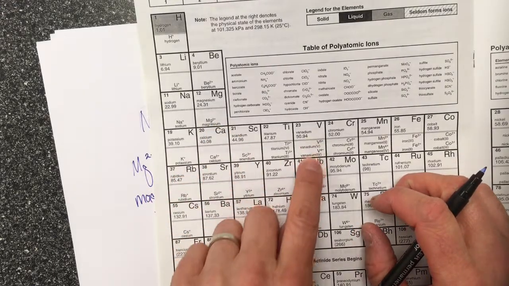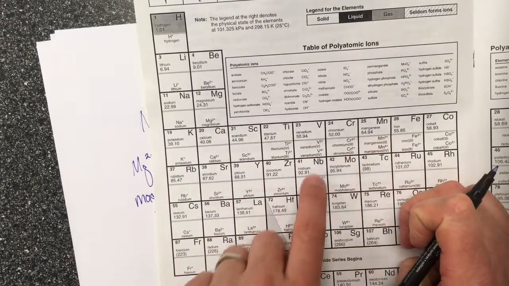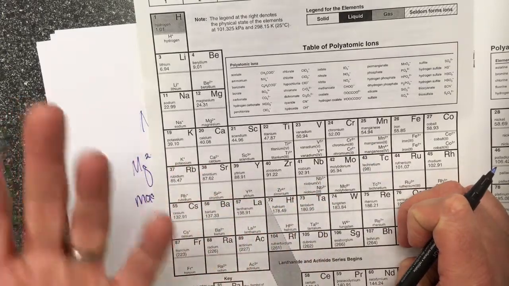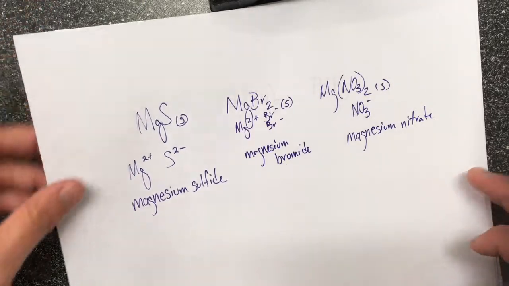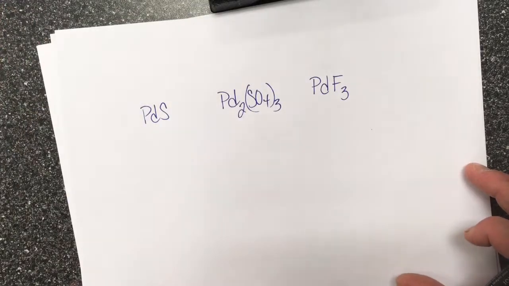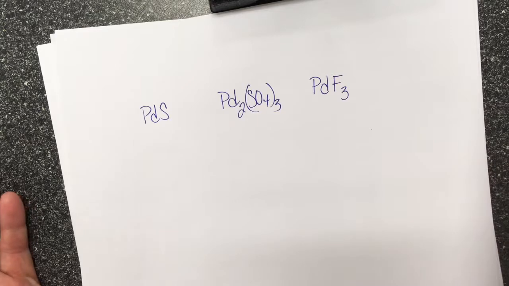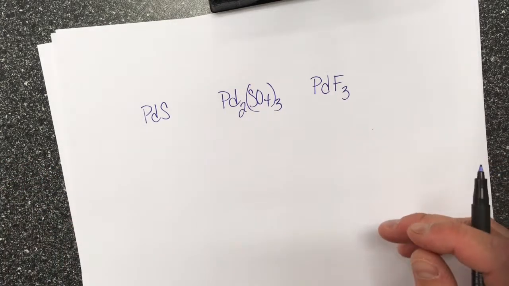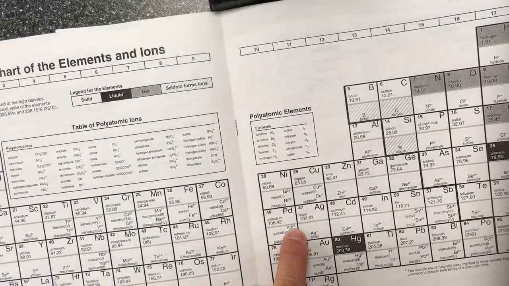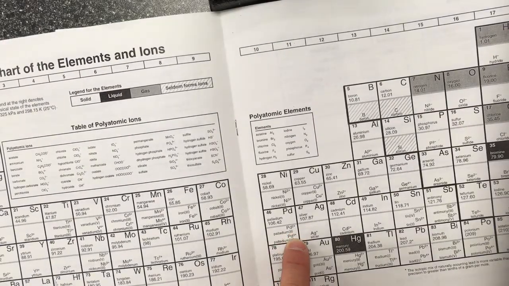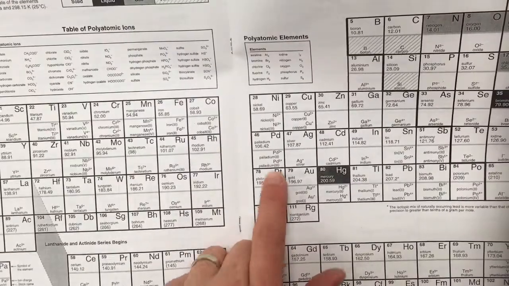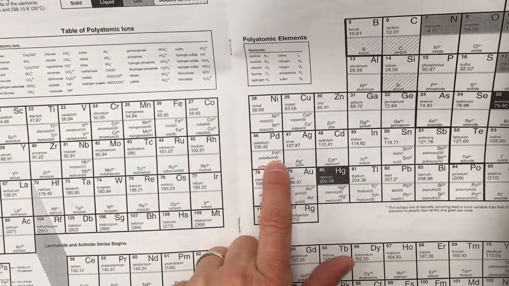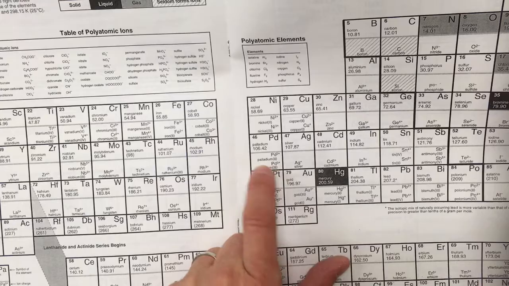There are a bunch of chemicals, though, that have more than one possible charge, and these are called multivalent cations. So they can have more than one possible charge, and you need to know what that charge is in order to name it correctly. So palladium here, if we look at palladium, can have a 2 positive or a 3 positive charge. So it can be a palladium 2 ion or a palladium 3 ion, depending on what the charge is.